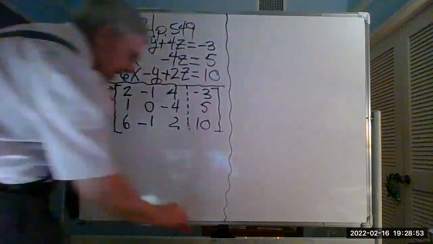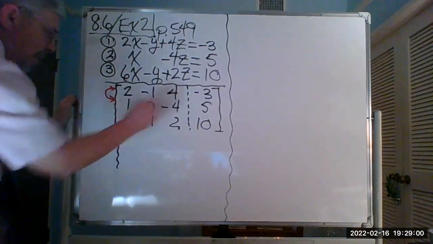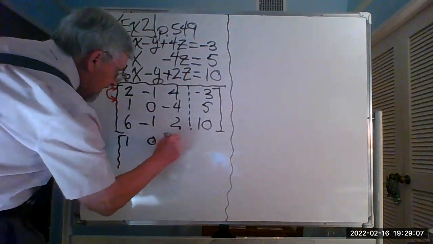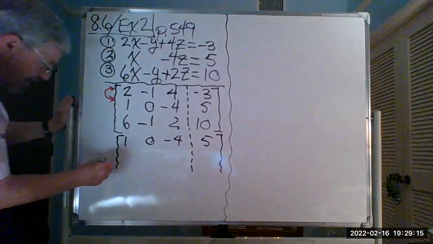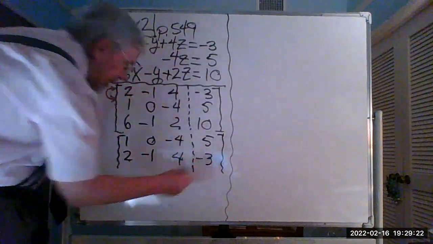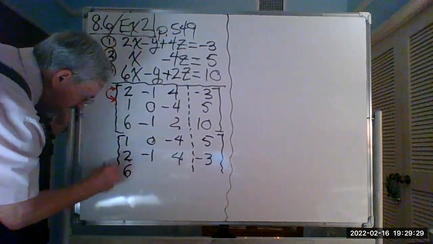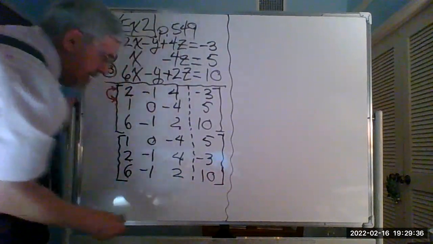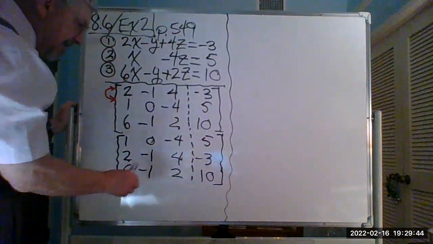Then I'm going to write it down again before I start doing any operations. Once I get that 1 up there, that row is going to stay the same. So I'm going to have 1, 0, -4, dashes, and 5. That's row 1. Below it, I'll have 2, -1, 4, -3. I also notice I got a 1 there. It's negative, but it's a 1. Hey, that's easy to change. And then the last one, I'll have 6, -1, 2, and 10. Once again, x's, y's, z's equals numbers. Looking good.